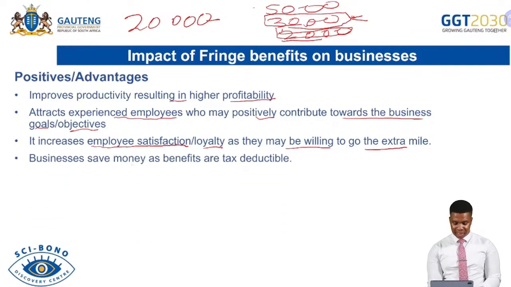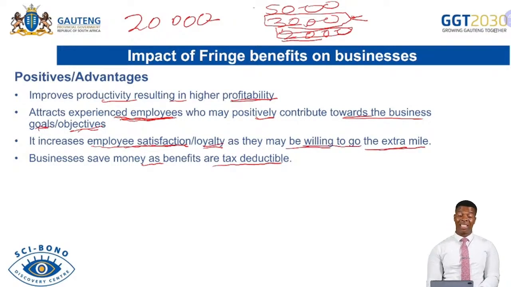And furthermore, businesses save money as the benefits are tax deductible, because now the business is giving more to their workers as fringe benefits, which would help when it comes to the health of the workers. Now the business has to pay less tax. So that is the advantage. I give my workers the benefits, they do more products for me, and I get high profit as a business. Two, I attract as a business experienced workers who positively contribute towards the goals and objectives. Furthermore, it increases the employees' satisfaction and loyalty, as they're willing to go an extra mile for this business that is giving them benefits. And then furthermore, the business is able to save money because the benefits are tax deductible.